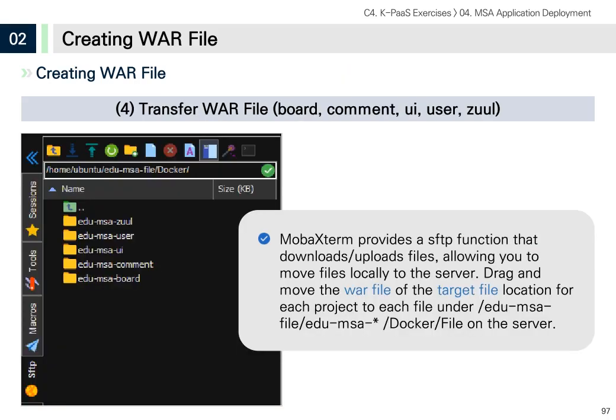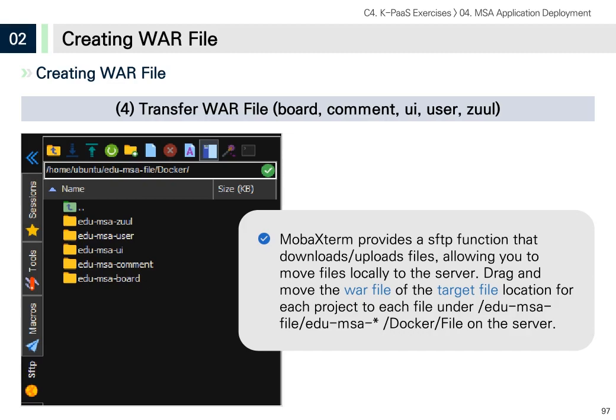Next is to move the WAR file we created to upload as a Docker file. First, run the MSA Xterm program. If you look on the left side of MSA Xterm, you will see a tab called SFTP. SFTP allows you to download and upload files. It allows us to move files from local to remote servers.